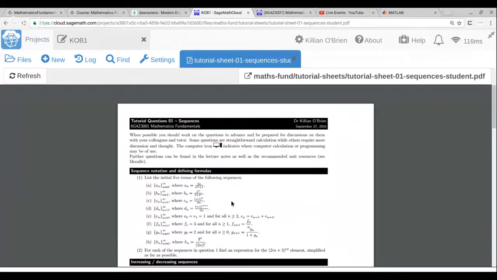Question 2 says: for each of the sequences in question 1, find an expression for the 2m plus third element. What am I talking about there? For instance, in question 3, for the sequence d_n, what I mean is, what does d_(2m+3) look like? That's the 2m plus third element of the sequence d, and it depends on m of course. Take the formula defining d, replace n with 2m plus 3, and do any simplifications that you can.